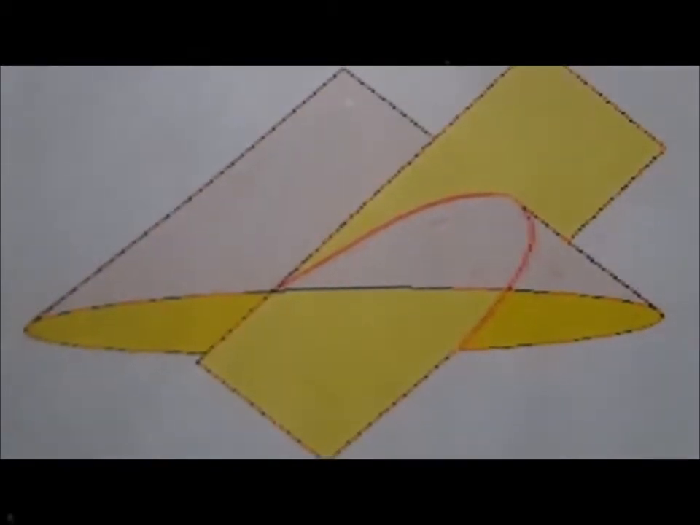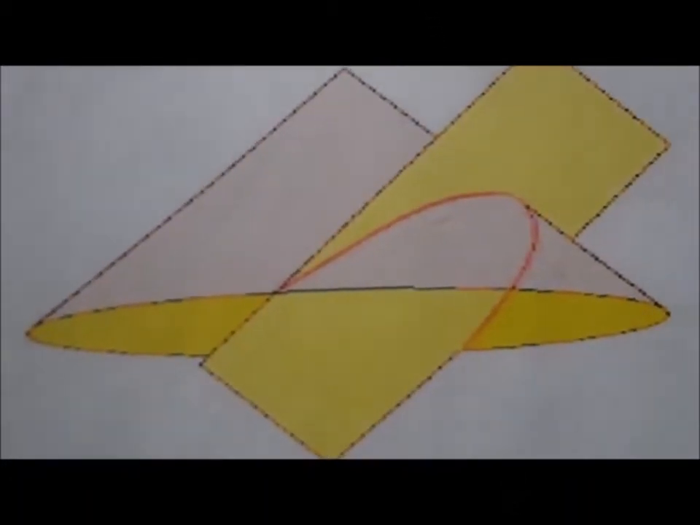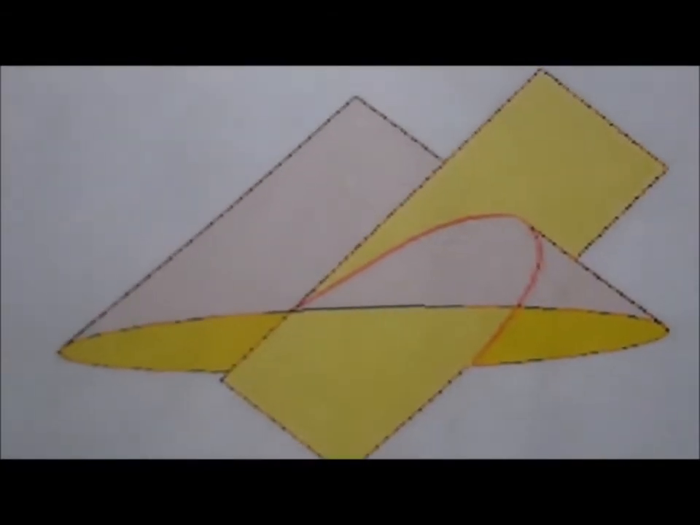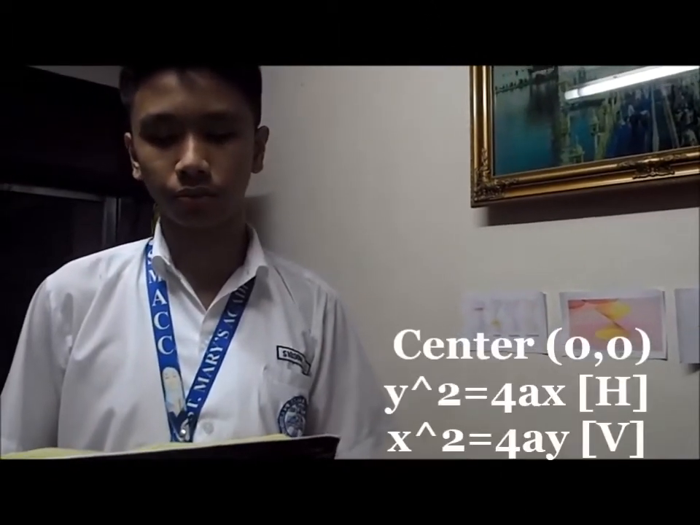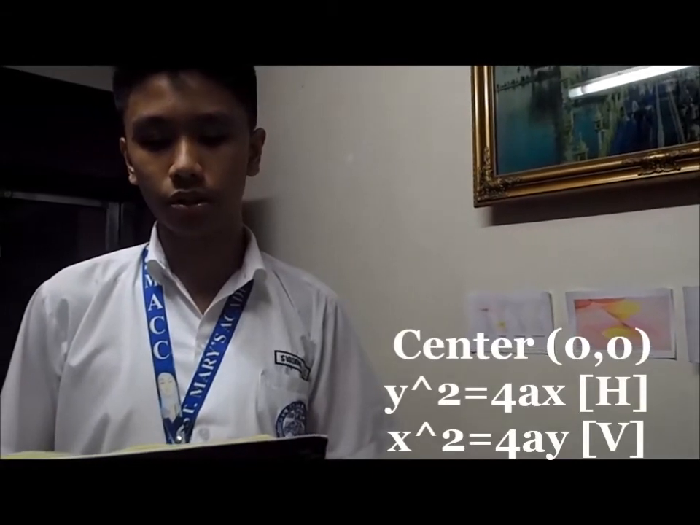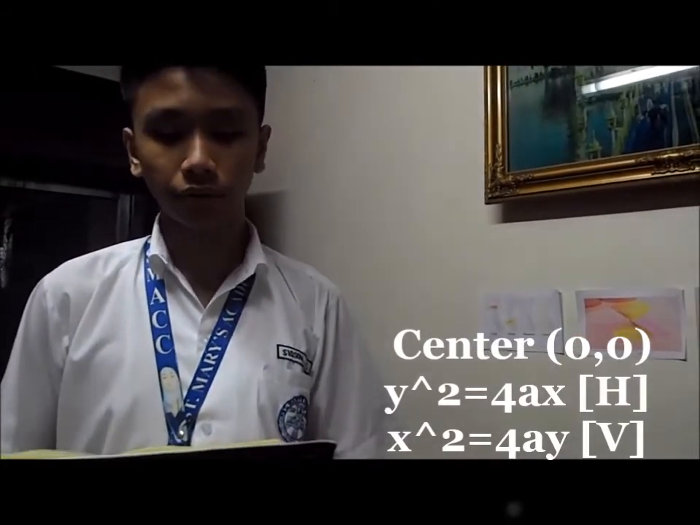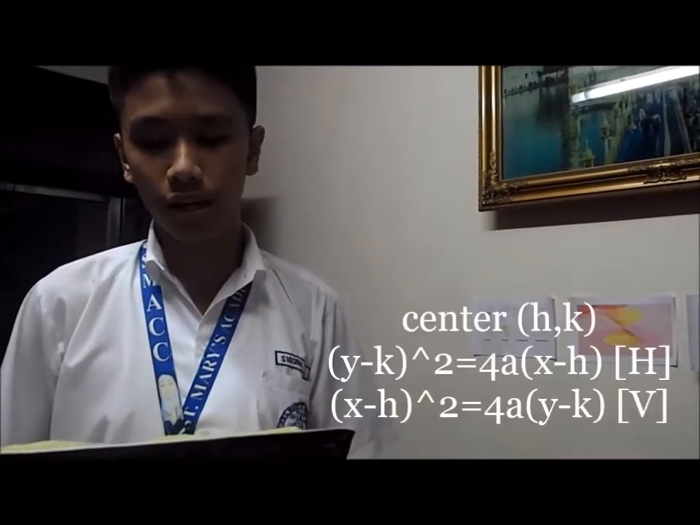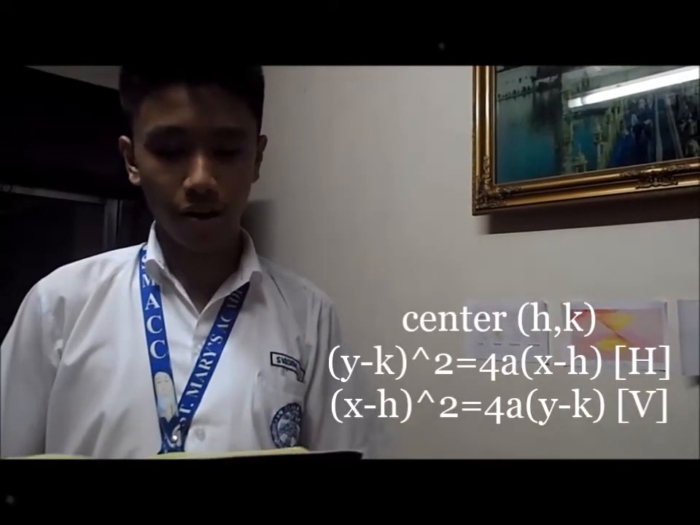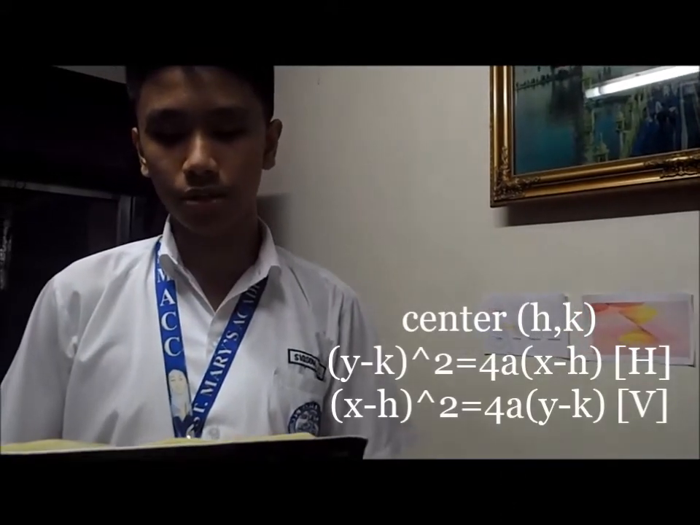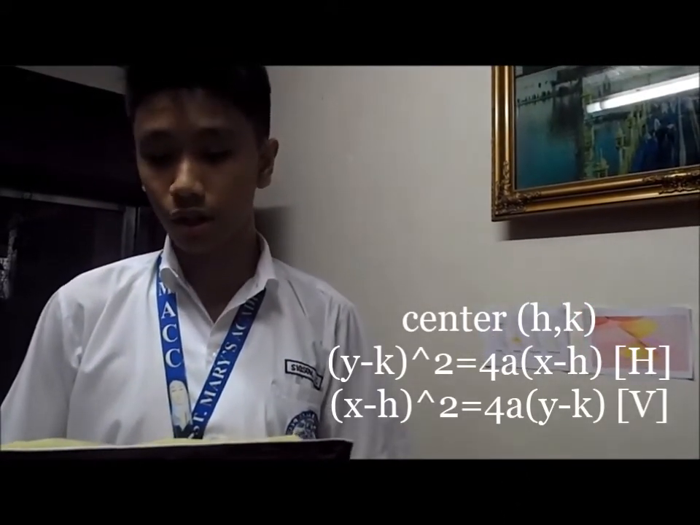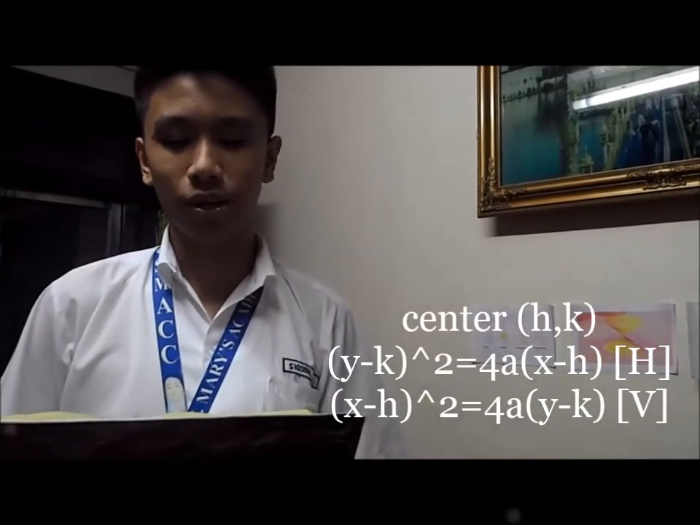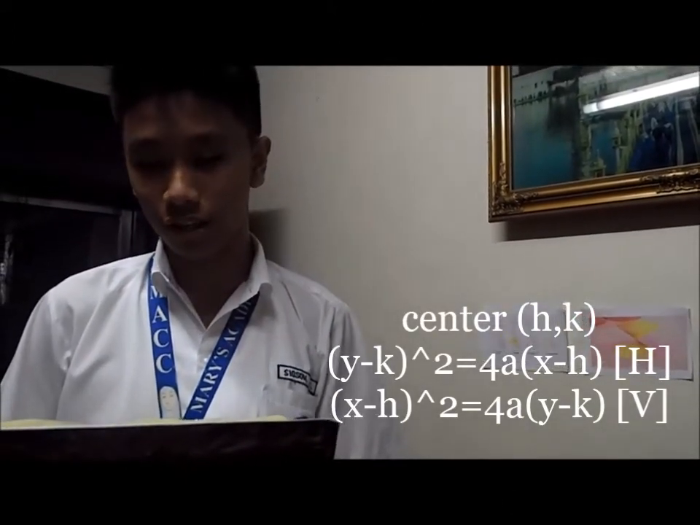Note that a parabola is the set of all points in a plane that are equidistant from a fixed point and a fixed line. The fixed point is called the focus. The fixed line is called the directrix. Equations used to find parts of a parabola at center (0, 0): y squared equals 4ax, horizontal; x squared equals 4ay, vertical. At center (h, k): (y minus k) squared equals 4a(x minus h), horizontal; (x minus h) squared equals 4a(y minus k), vertical.